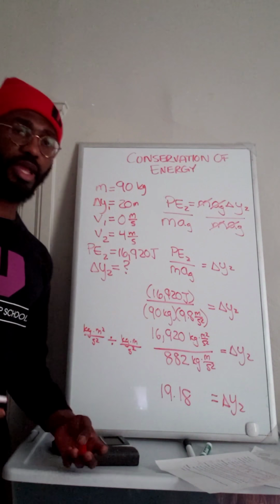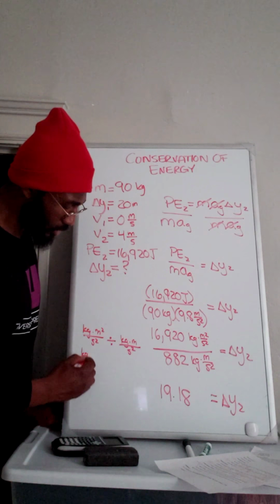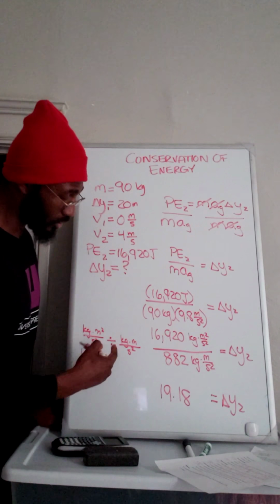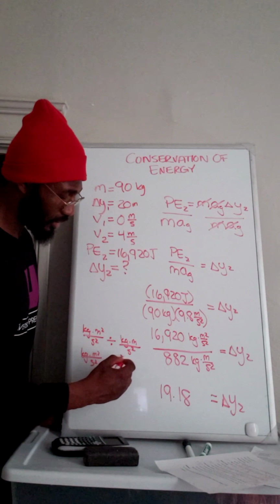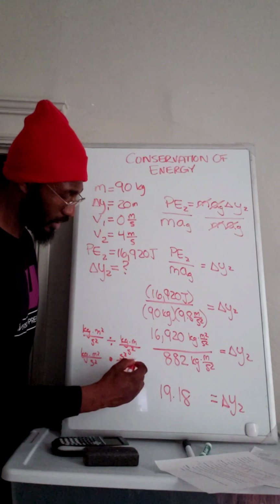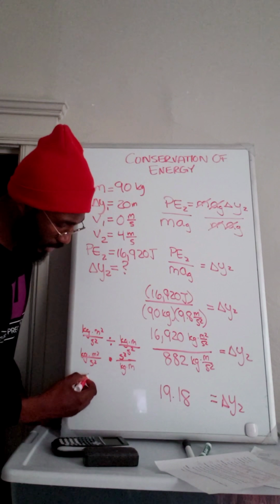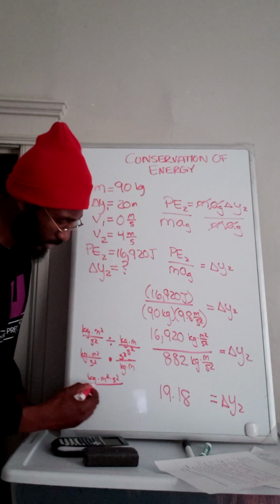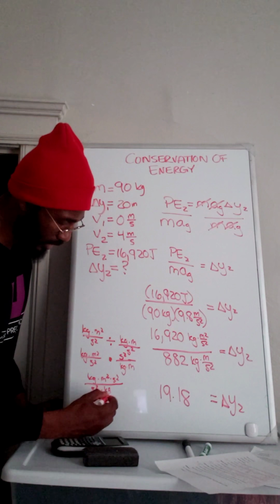Now if we use our keep change flip rule, we can figure out what the final unit is going to be. I'm going to keep the first, kilograms times meters squared over second squared, change the sign to multiplication, and then flip the second. So that'll be second squared over kilograms times meters. Now when I multiply straight across, I'm going to get kilograms times meters squared times second squared, all of that over second squared times kilograms times meters.